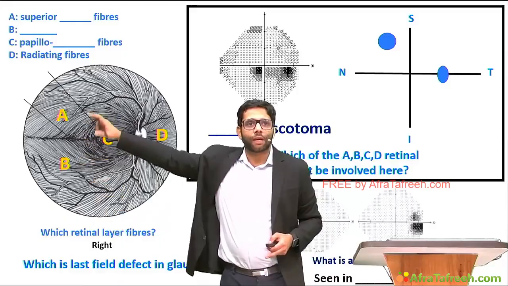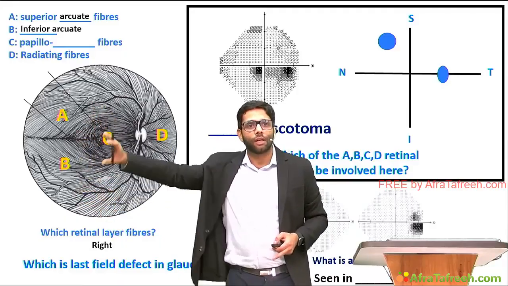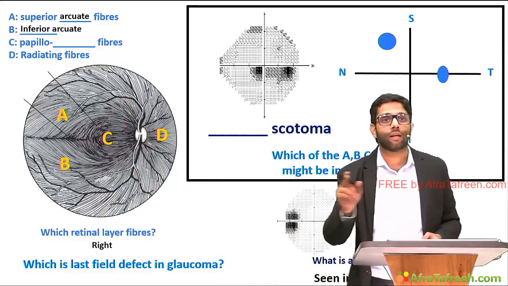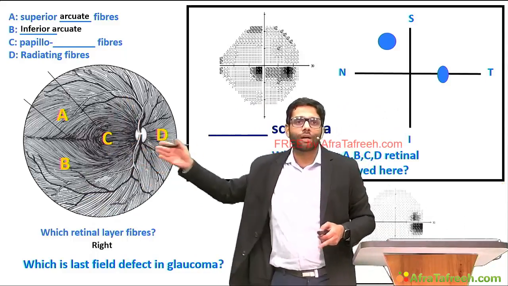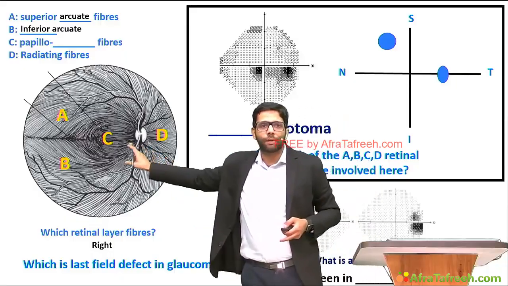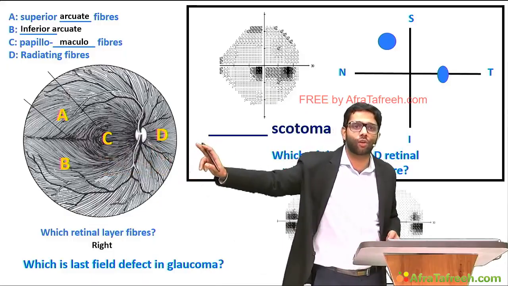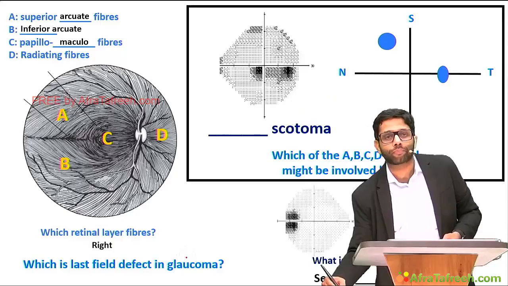These A and B fibers are arcuate fibers, superior and inferior arcuate fibers. All these are nerve fiber axons of the ganglion cells coming to the optic disc, forming the optic nerve. Then chiasma, tract, visual cortex in 124 milliseconds. This is the optic disc as papilla, maculobundle fiber C. And D, radiating fibers are the most resistant in glaucoma. That is why temporal vision is the last to be involved in glaucoma.